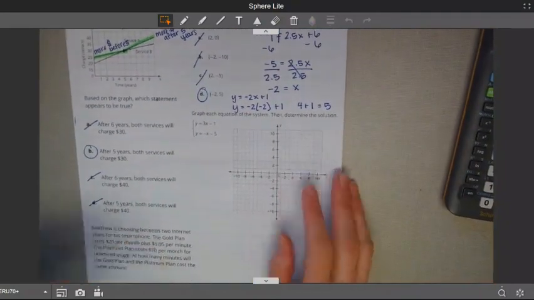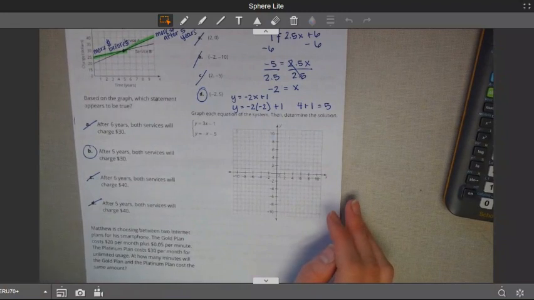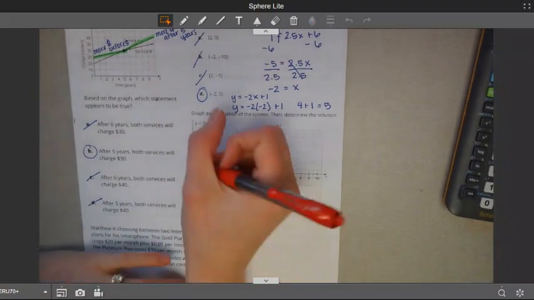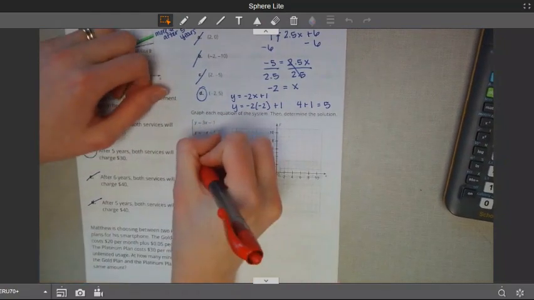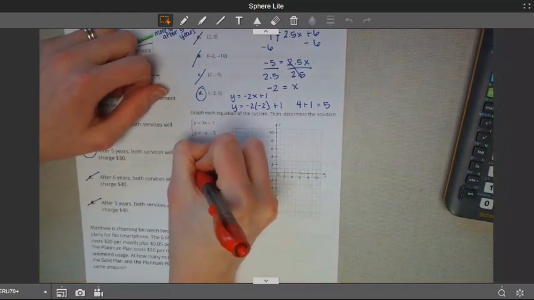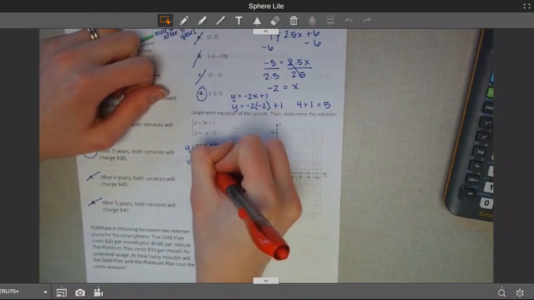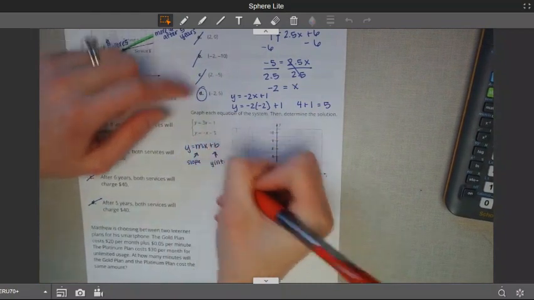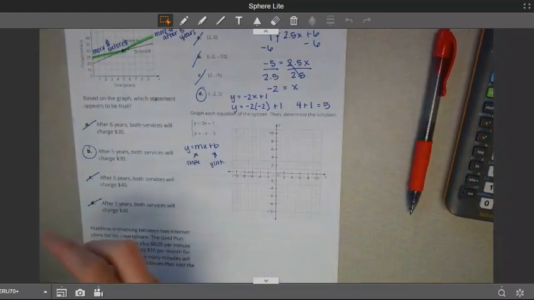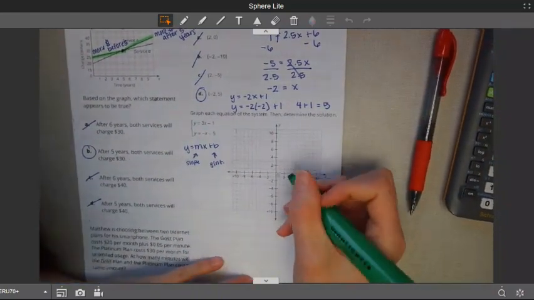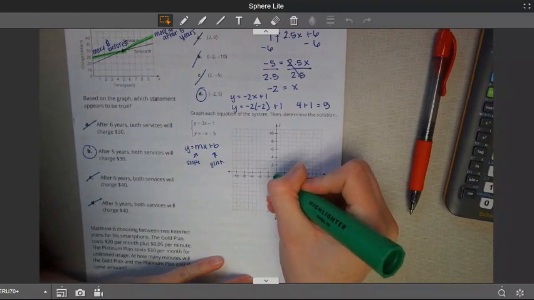All right, this one, it says graph each equation in the system, then determine the solution. Okay, all of our equations are in the form y is equal to mx plus b, where m is the slope, and b is the y-intercept, or my starting point. So here, my y-intercept is at -1, so I'm going to start my line at -1. So I'm going to put a point at -1.